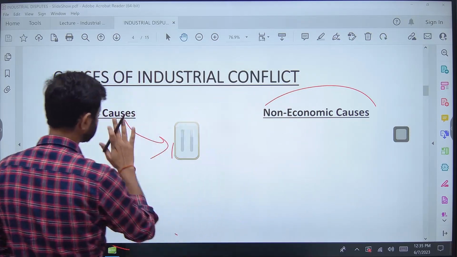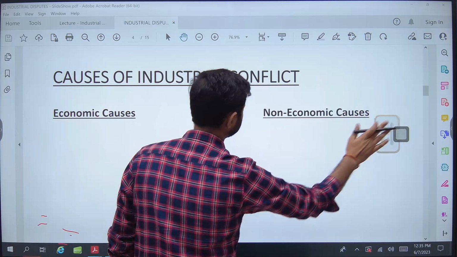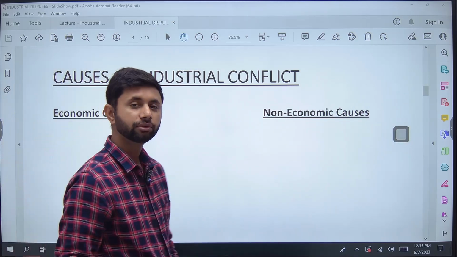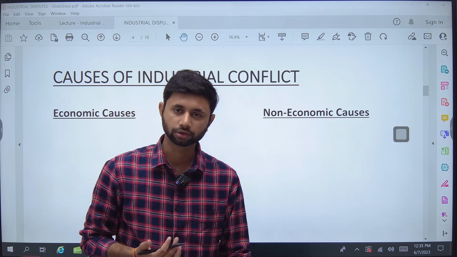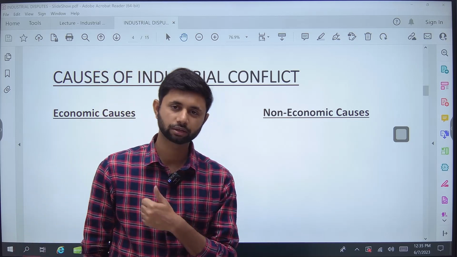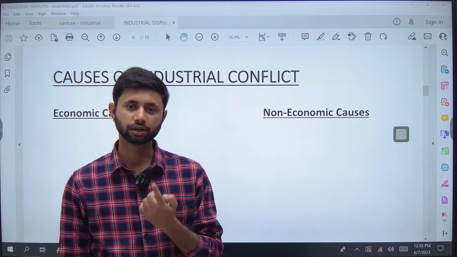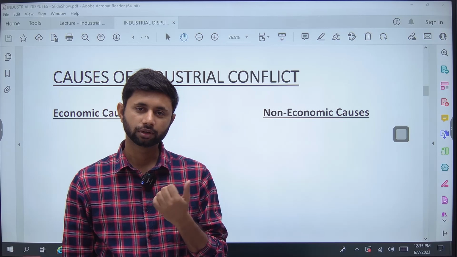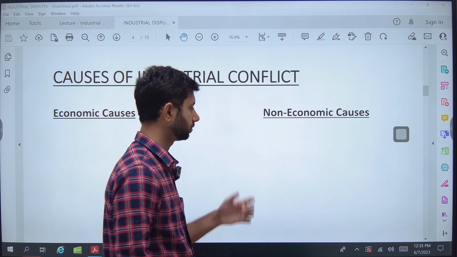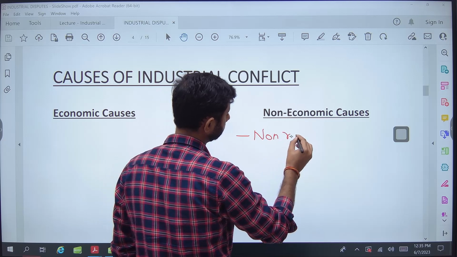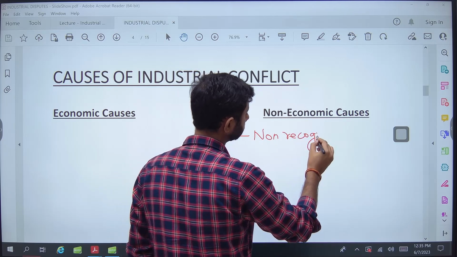because of which industrial disputes occur. Now we move on to the non-economic causes. What could be the non-economic causes? Not related to economic benefits, but related to various attitudes and behaviors of different stakeholders. So the first one is non-recognition of trade unions.